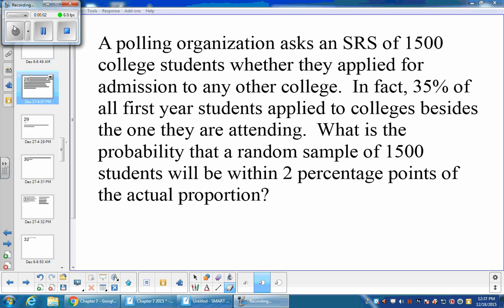Hello, we're going to do an example of a p-hat distribution and finding a probability based on a p-hat distribution.